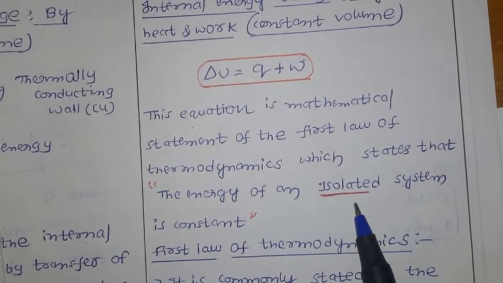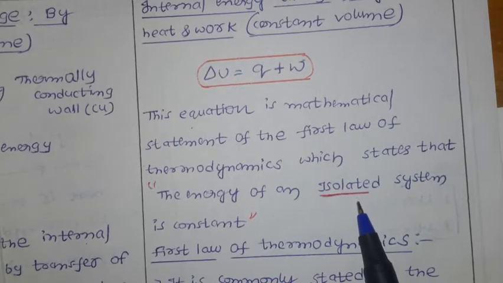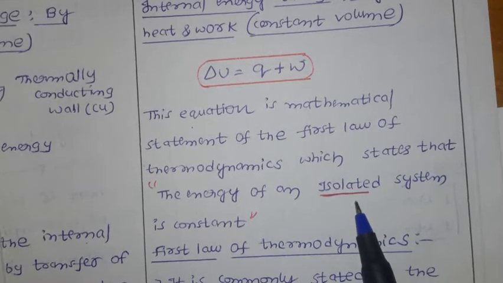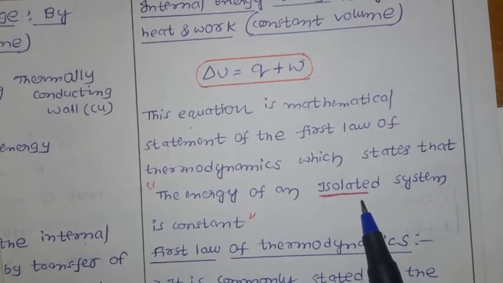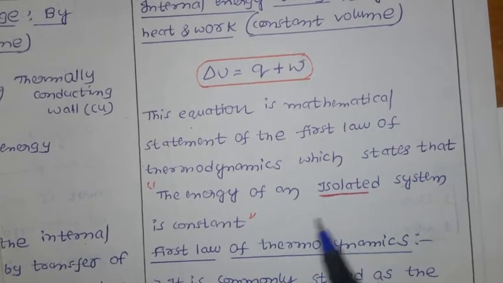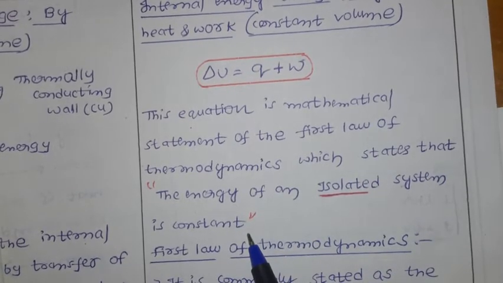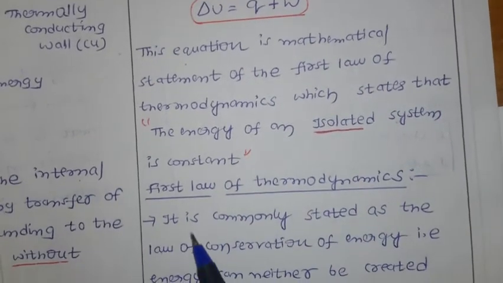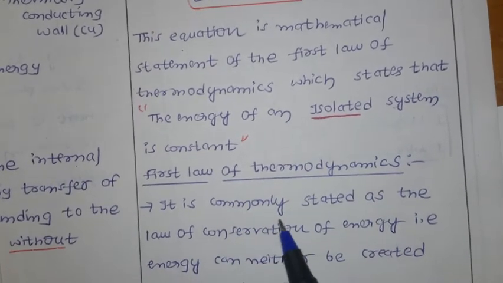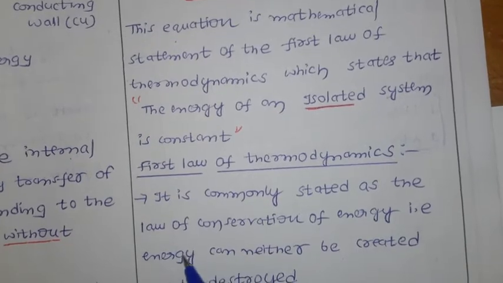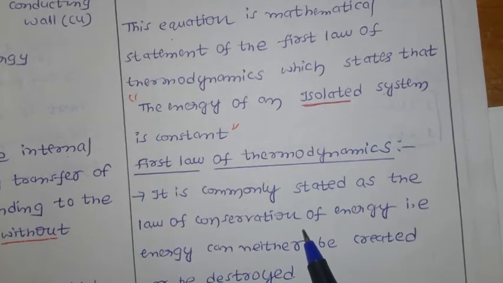Already we discussed the types of system based on the boundaries: closed system, open system, isolated system. In the isolated system there is no exchange of matter and energy. So the energy of an isolated system is constant. Now the definition of the first law of thermodynamics: it is commonly stated as the law of conservation of energy.